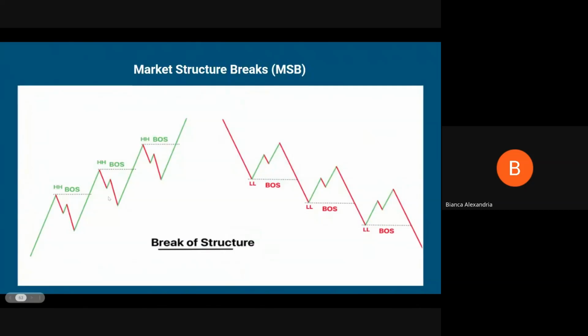All right, so here's a quick example of a market structure break. On the bullish side, we have highs, then a higher low, then a higher high, then a higher low, higher high, higher low. And then on the bearish side, we have lower lows and lower highs. The lower low is lower than the previous low, and the lower high is lower than the previous lower high. And then we have breaker structure that shows when that structure is literally broken.